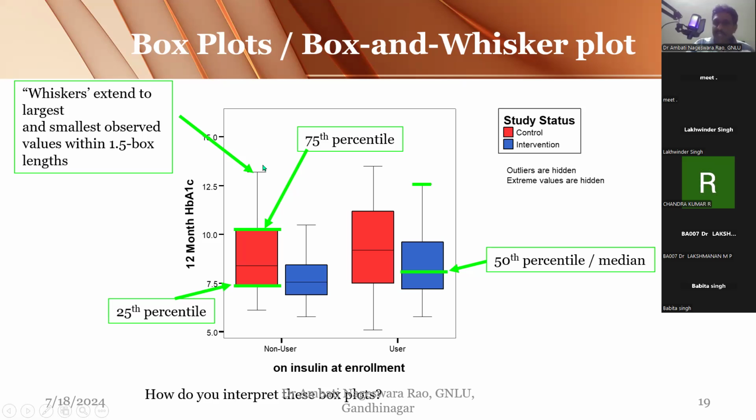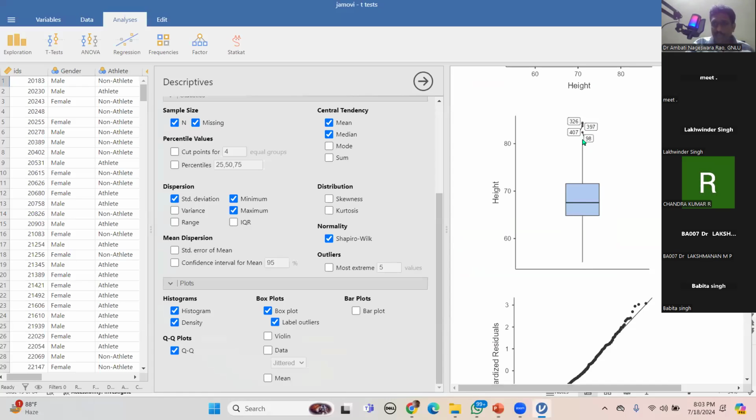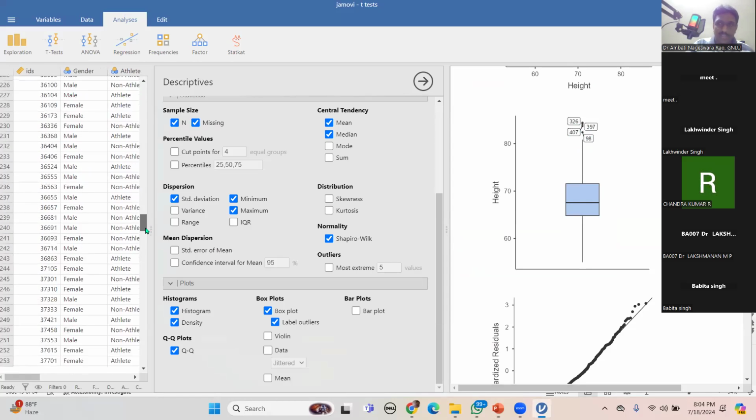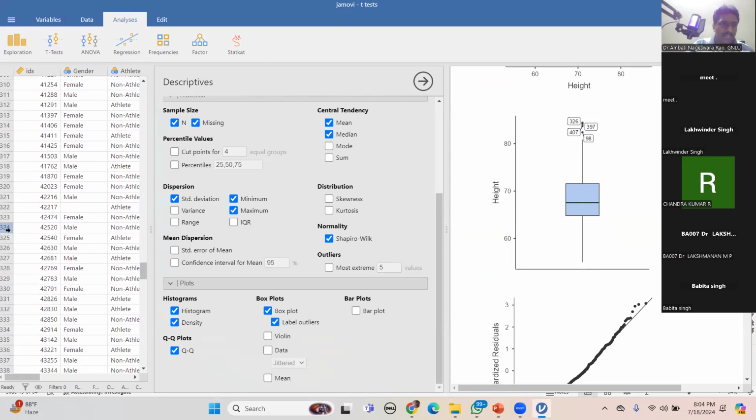Now, in case there are any outliers, they will show outside of the horizontal line. For example, here it's showing 326. Please remember this particular data. This 326 is nothing but respondent number 326.